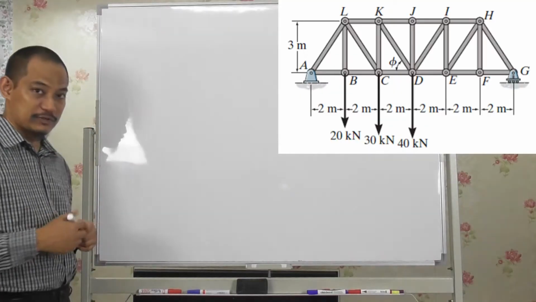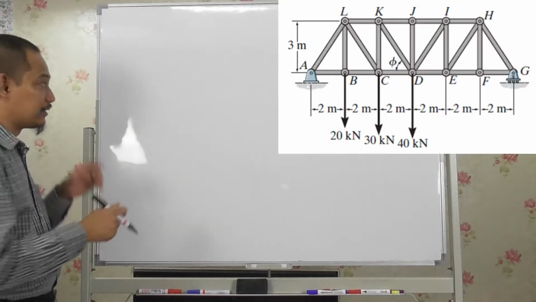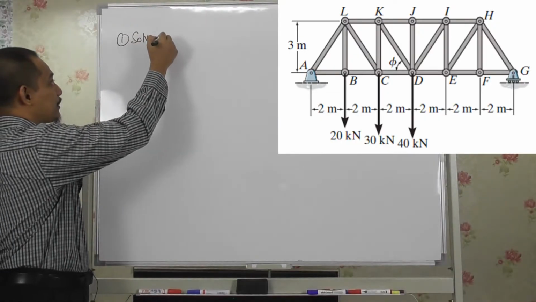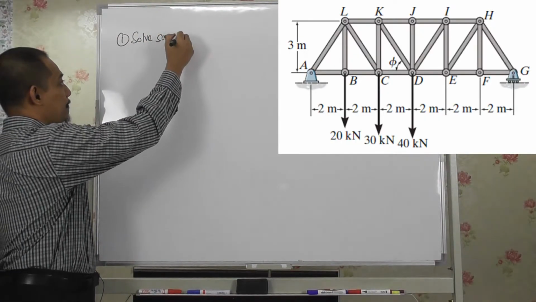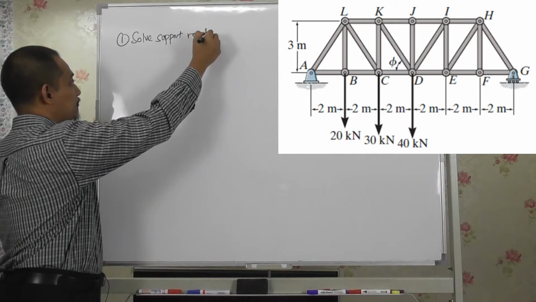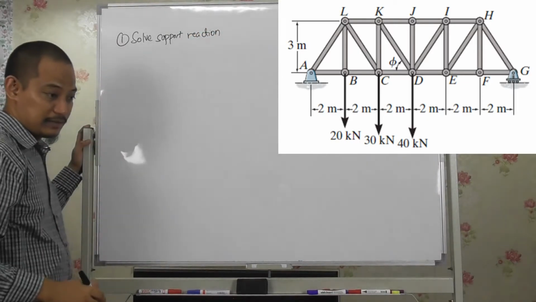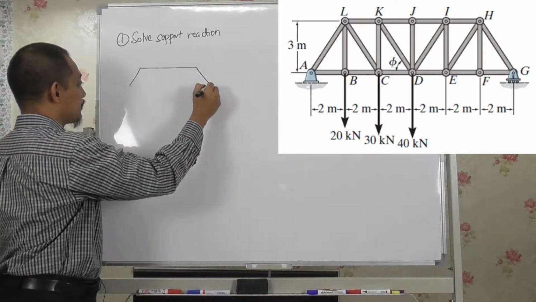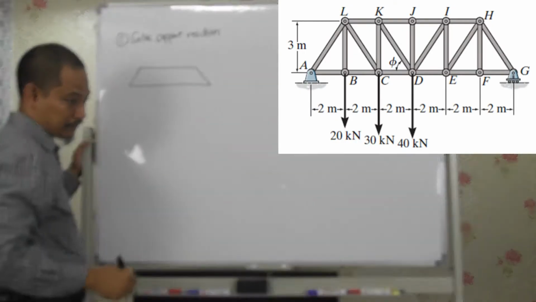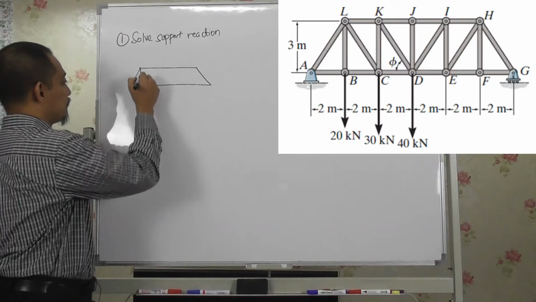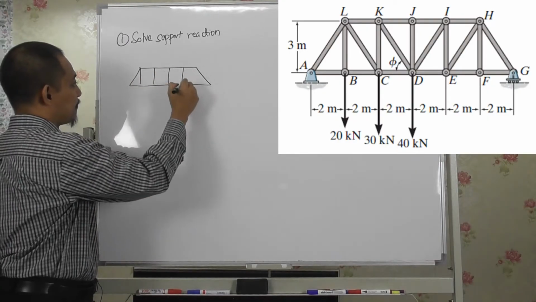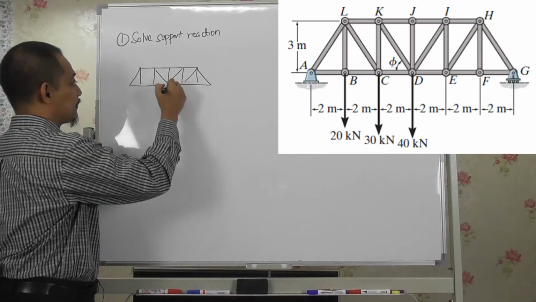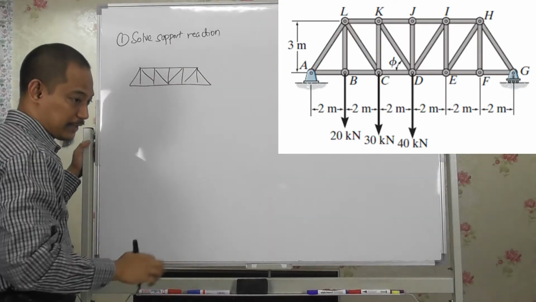So how to solve for support action? In this example, number 1, solve support reaction, right? And how to do that? So we'll have the whole structure here, like this, the whole thing there.